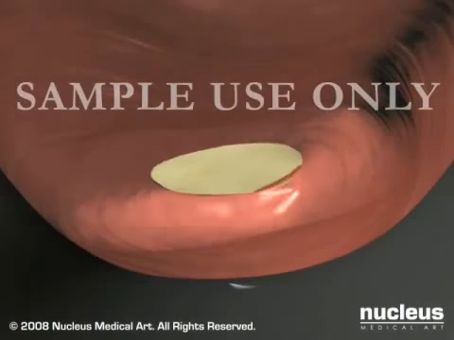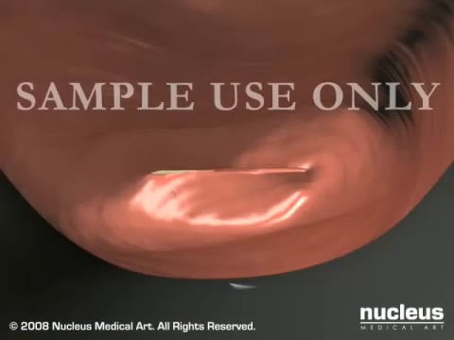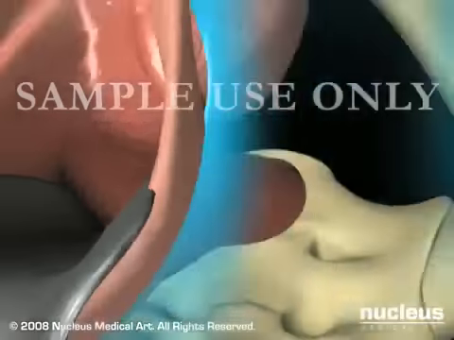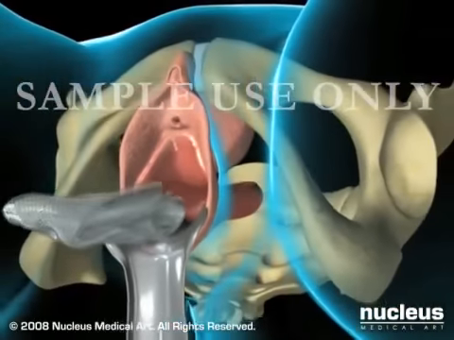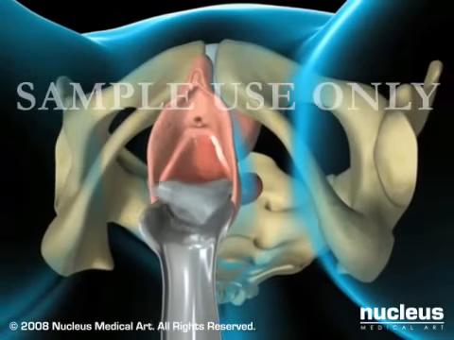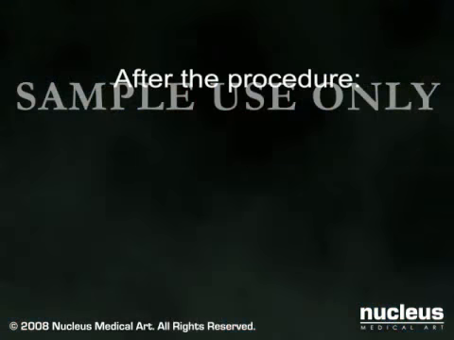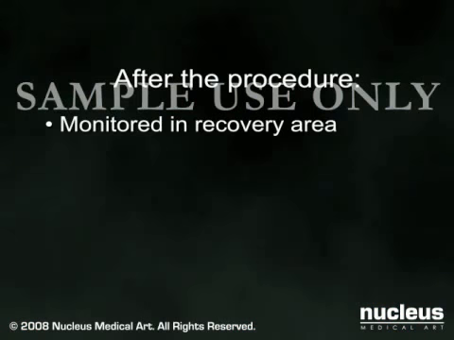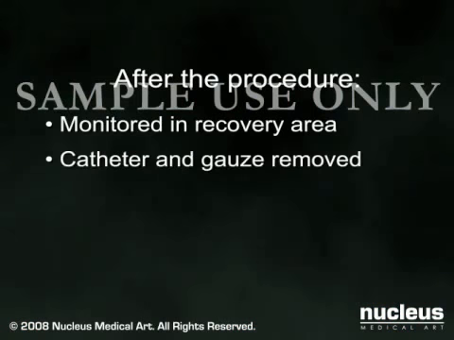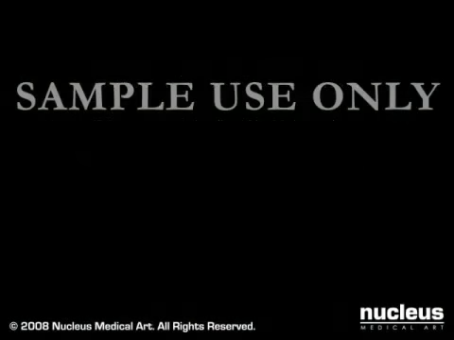In all 3 hysterectomy procedures, the top of the vagina is stitched closed and gauze packing is placed in the vagina to prevent excess bleeding. After your surgery, you'll be taken to the recovery area for monitoring. The catheter and the gauze packing will be removed before you leave the hospital.